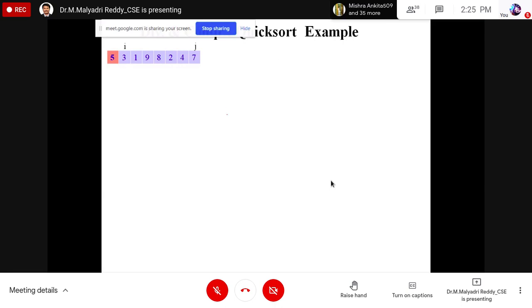So take an array of 8 elements. From this, first 5 is the pivot element. This is one more example. Listen carefully. So from this 5 is the pivot element. The ith position is 3, the jth position is 7. According to our rule, the ith position shows the smaller element, the jth position shows the greater element. So I will start the iteration.